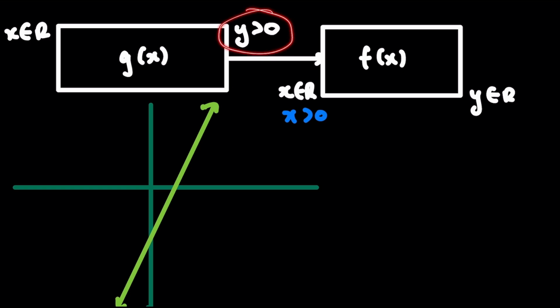Because all numbers more than 0 are entering this machine here, any number less than 0 we know is not going to be an input. So I'm going to simply cross that out on my graph. Any number that is x less than 0, we know those numbers aren't even entering the machine.